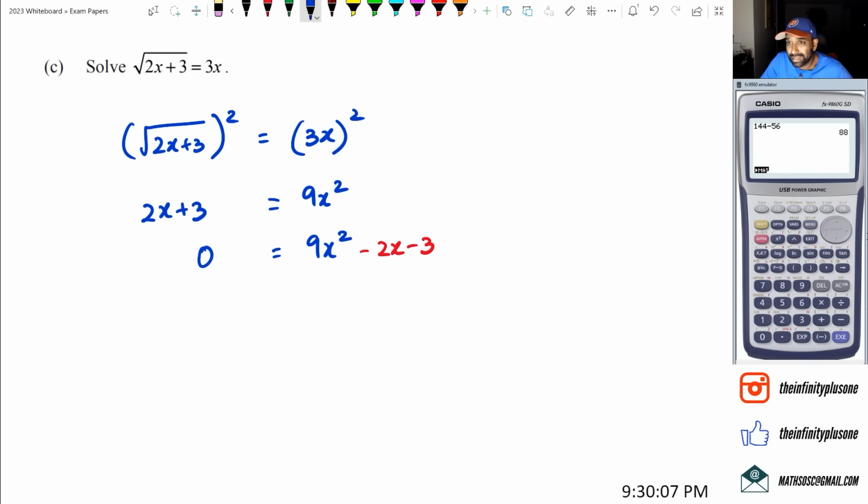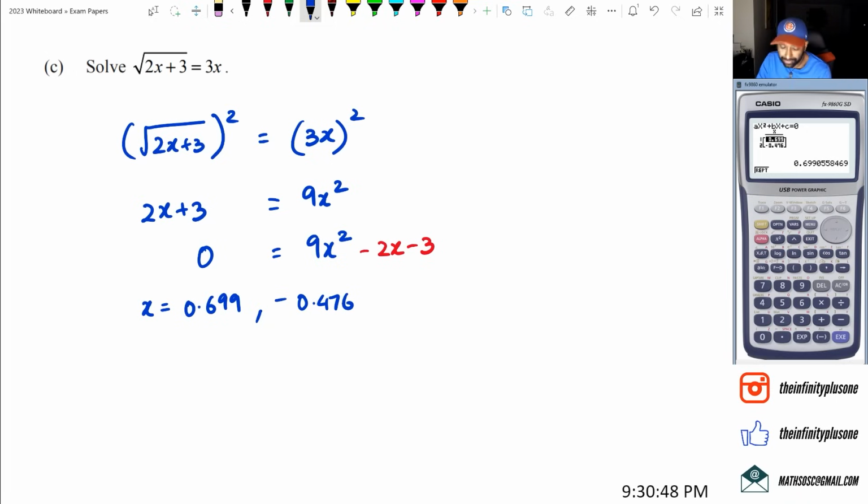At this point, it's actually asking us to solve. The graphics calculator is probably the way to go in this case. What do we got? F2, polynomial, 2 degrees. We've got 9, minus 2, minus 3, and there are my two answers. So I've got x is equal to 0.699, or I could actually have negative 0.476.